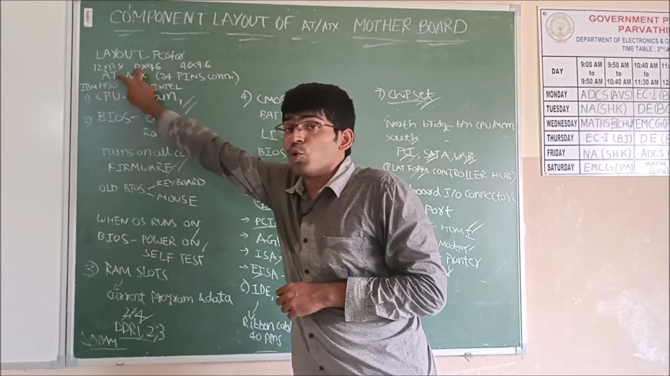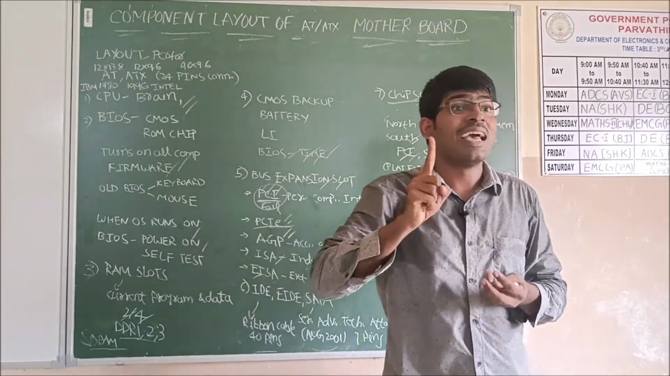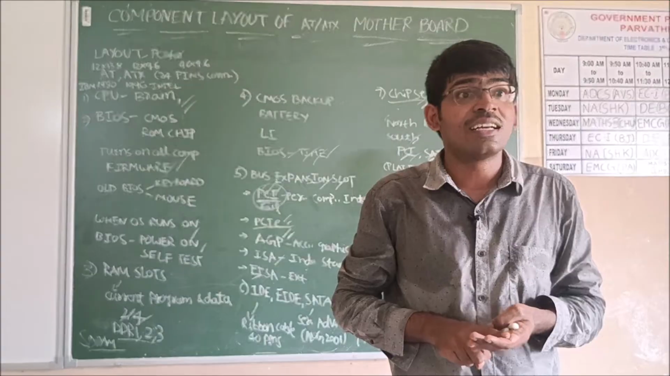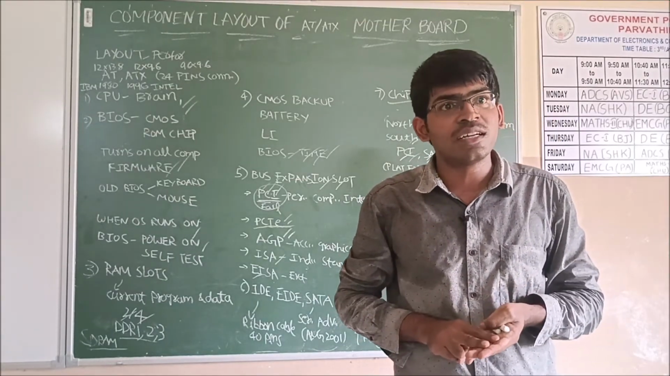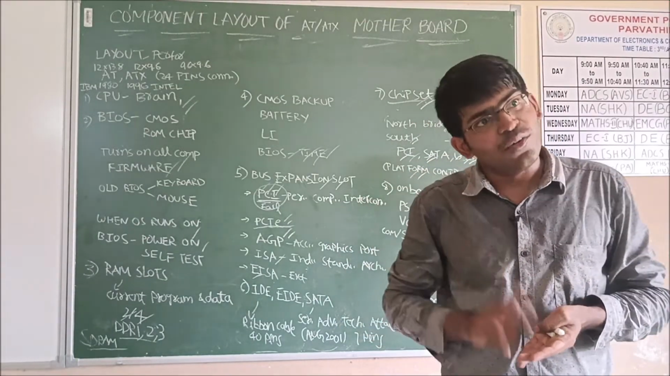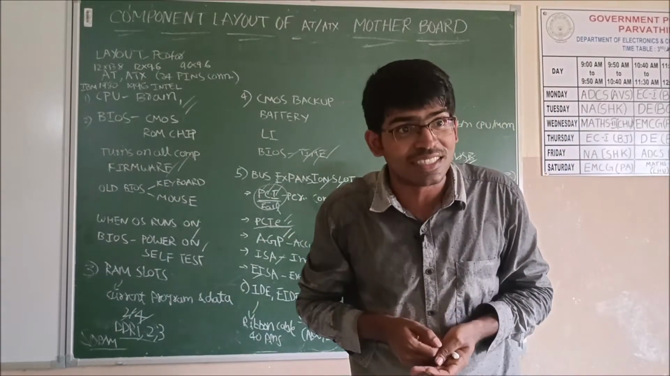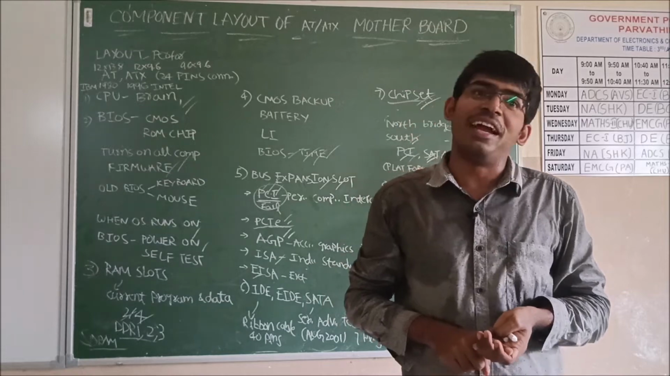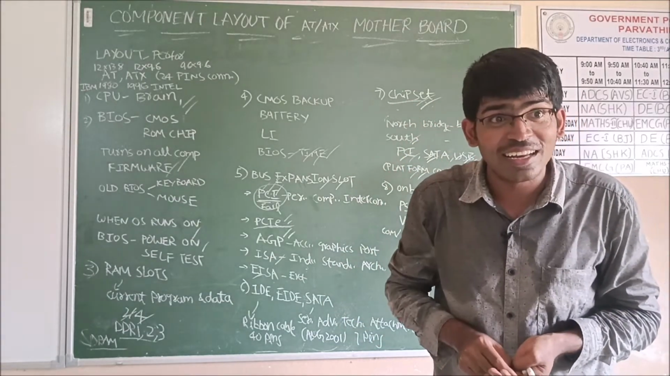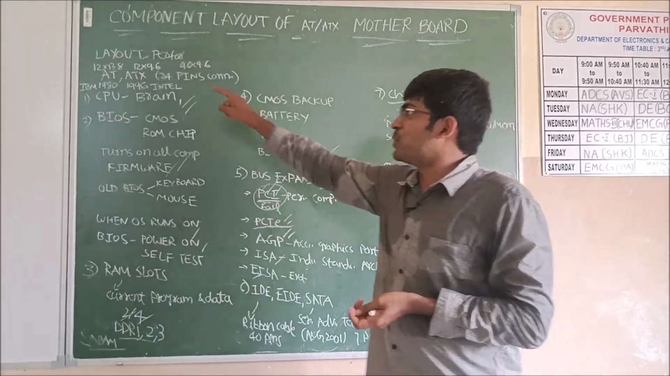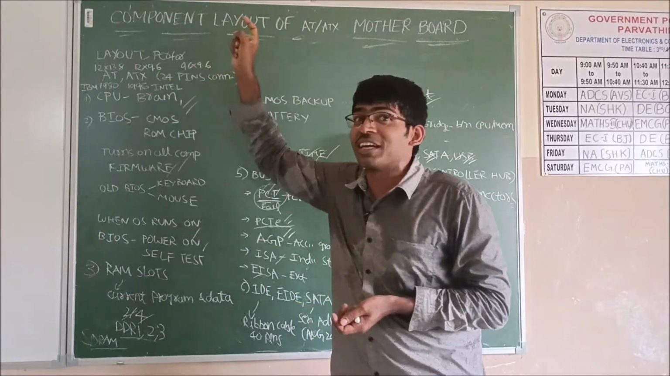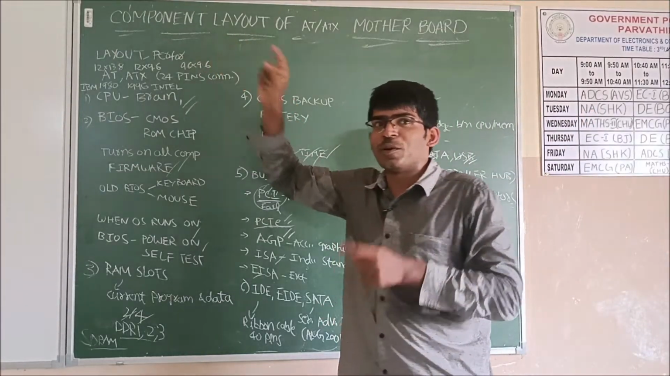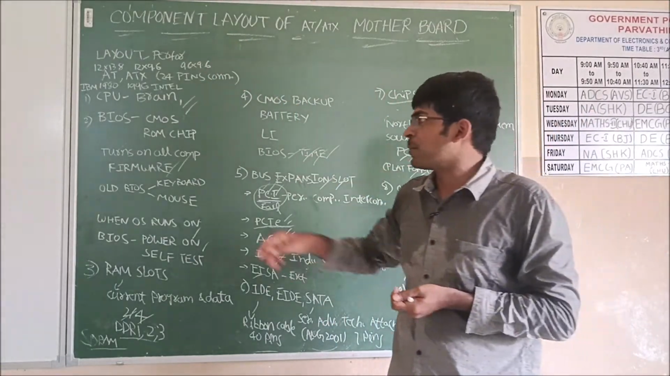What are the two main layouts we discussed? One is AT. Second one is ATX. Very good. Which is modern, AT or ATX? Which was introduced by IBM? AT. Which was introduced by Intel? Okay. 9.6 by 9.6, ATX or micro ATX? Micro ATX. 9.6 by 9.6 inches is the micro ATX dimension.